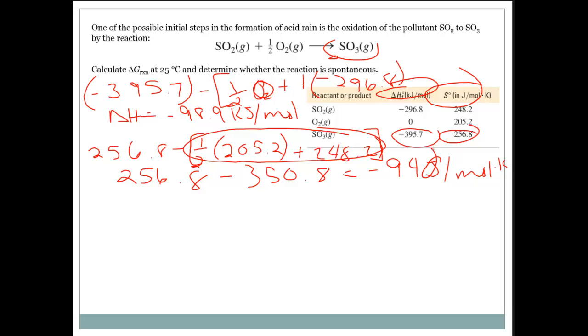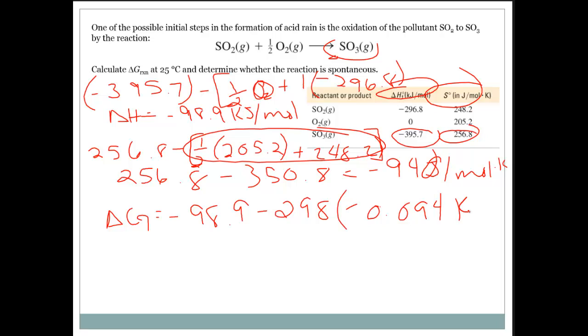So delta G is equal to delta H minus 298 times negative 0.094. Multiply and subtract that out, and it comes out to be negative 70.9. And that is how you do Gibbs free energy with the delta G is equal to delta H minus T delta S equation.